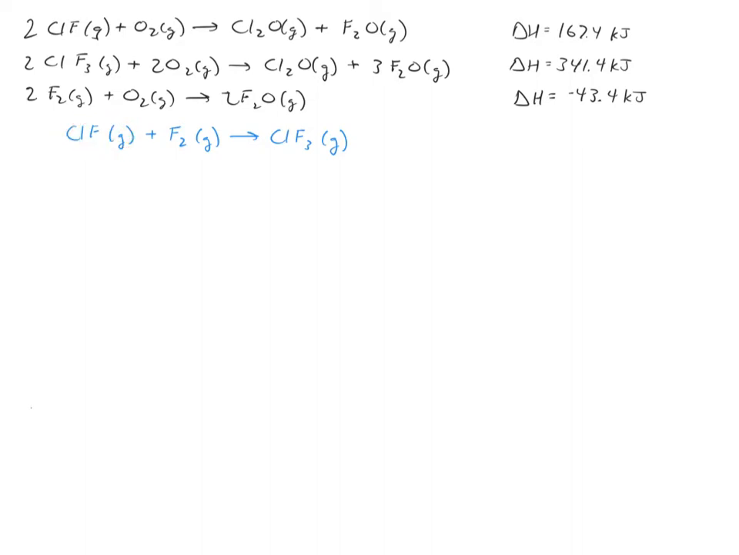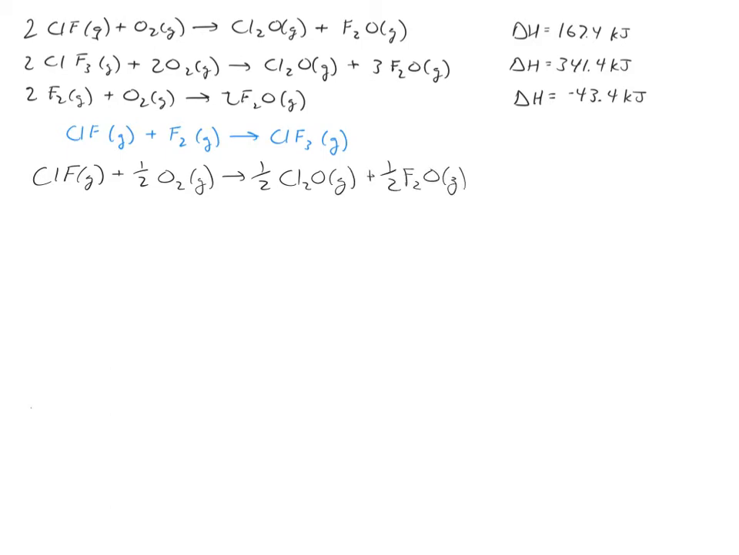Now, of the three reactions I have to build this from, ClF gas only appears in one of them, right here, and it appears as a reactant. That's good, but I have two of them. I need one of them, so I've got to take that reaction and divide everything by 2, leaving everything else the same. So, I have ClF gas plus 1/2 O2 gas makes 1/2 Cl2O gas and 1/2 F2O gas.